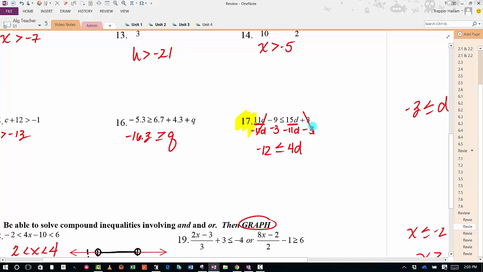Okay. Again, I subtracted, so I don't need to flip any signs yet because I didn't divide by any negatives. So I'm going to go ahead and divide by 4 to finish solving for d. So I'm going to divide that out. Negative 12 divided by 4 is negative 3. Again, there's a negative involved. However, we did not divide by a negative, so no sign flipping.